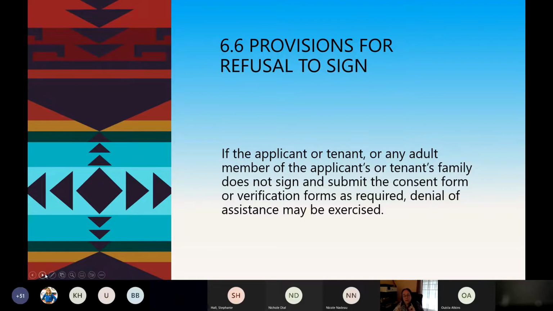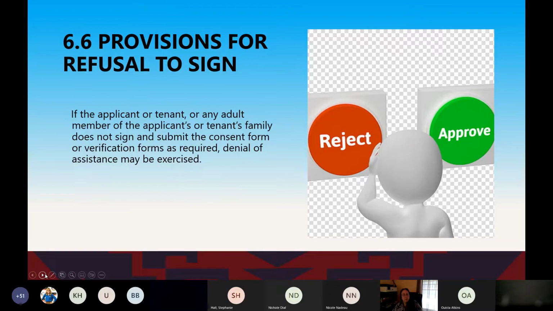Provisions for refusal to sign. Make sure this is in your policies also. If the applicant or tenant, or any adult member of the applicant or tenant's family, does not sign and submit consent or verification forms as required, denial of assistance may be exercised, or will be exercised, depending on how you want to word it.